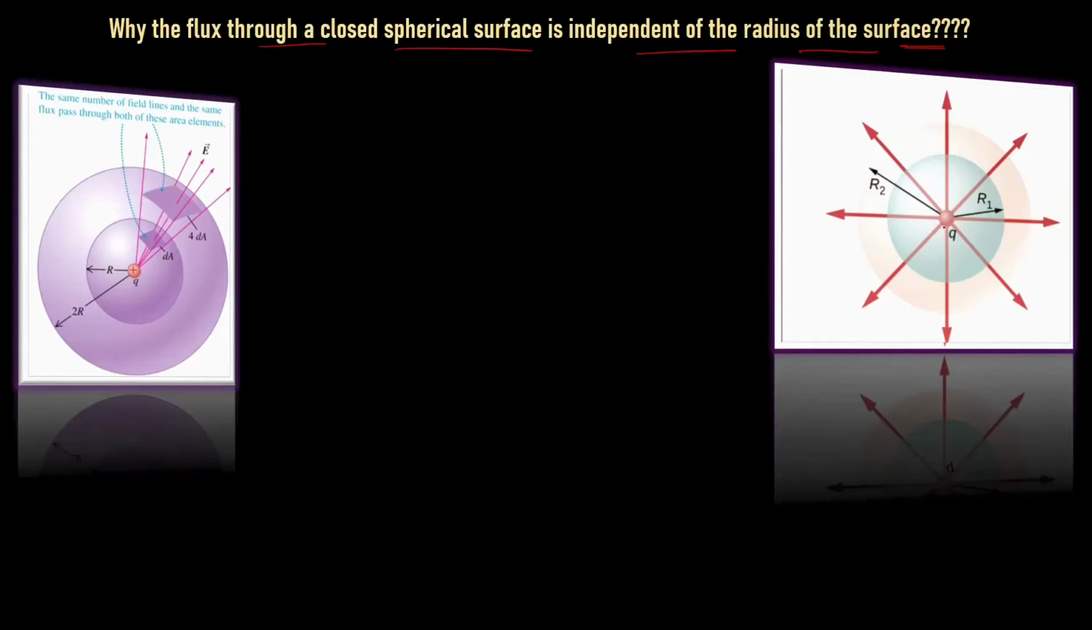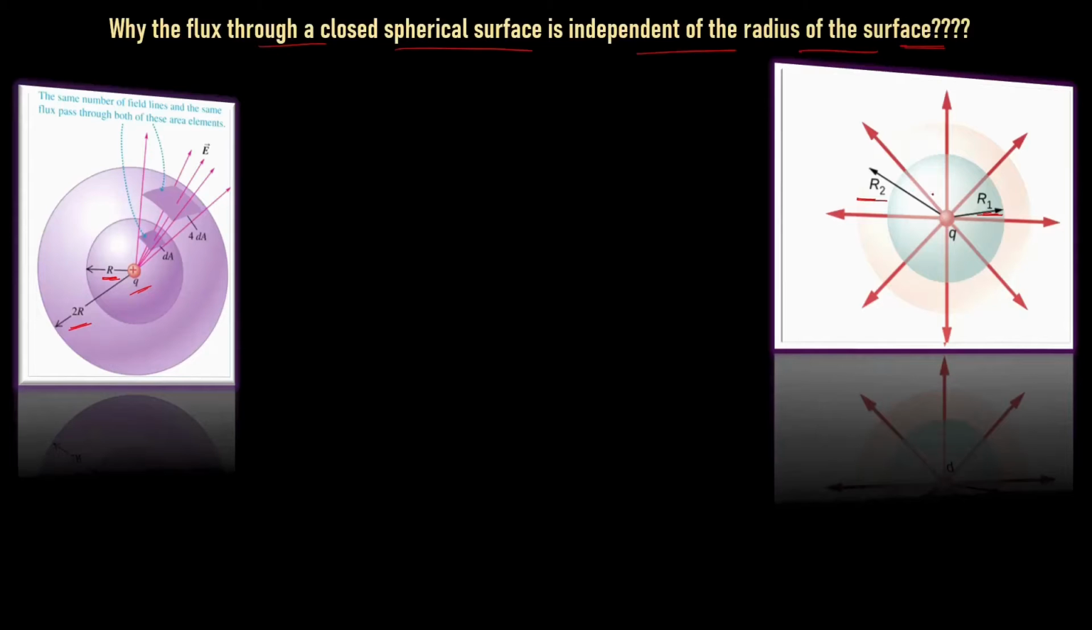If we have a plus q charge present in a space and it is enclosed by different surface areas. First is a spherical surface of radius r1. Next we have another spherical surface of radius r2. Or let us suppose the same charge q is enclosed by a sphere of radius r, and the same charge is enclosed by another sphere of radius 2r. So let us see what the flux crossing these surface areas will depend on.